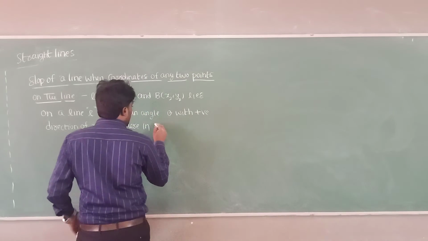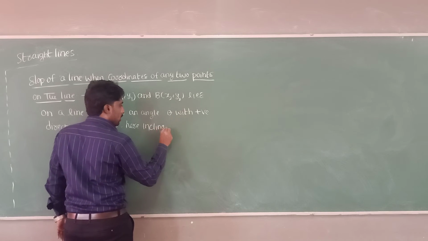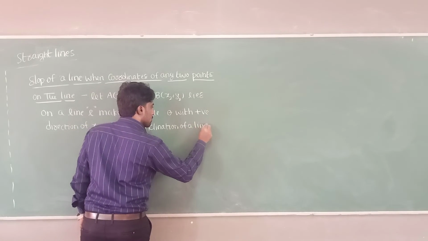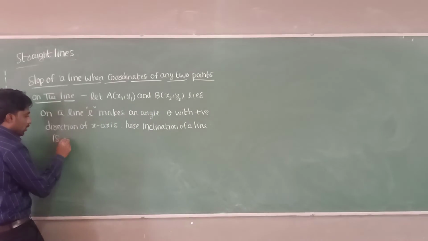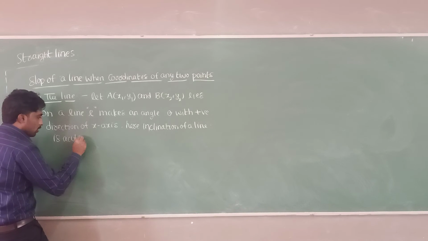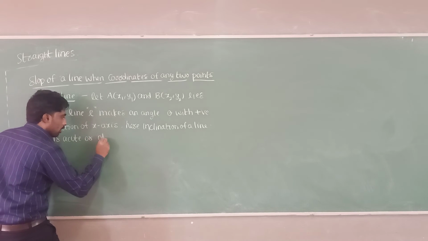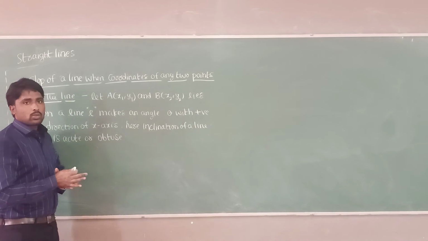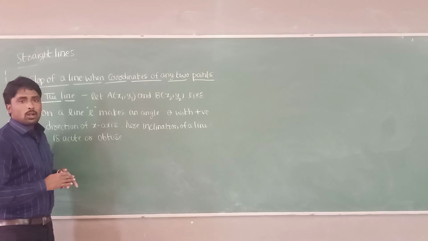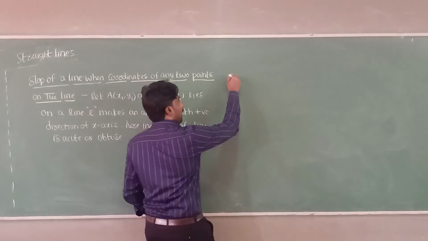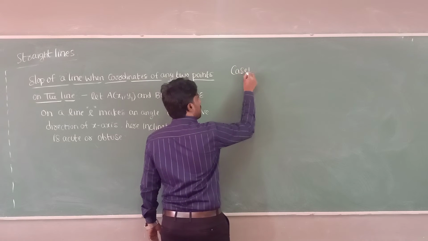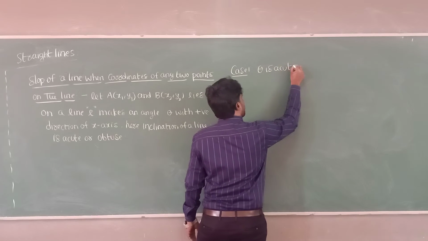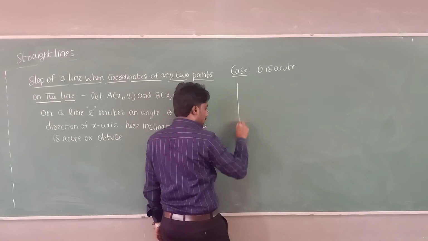Okay? Here, the inclination of a line is acute or obtuse. Is it clear, everyone? Now here we are getting two cases, acute angle and obtuse angle. So first, suppose I am taking case 1. Suppose theta is acute, how the diagram will be, I will draw. Let me draw the diagram.